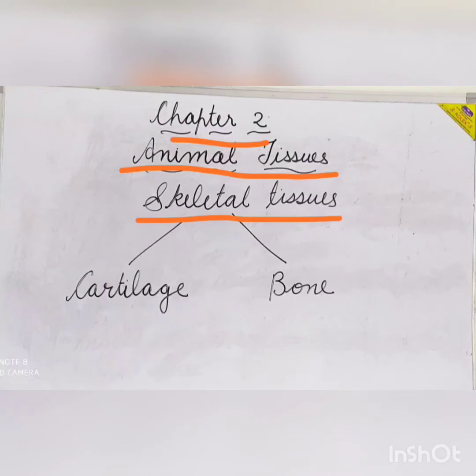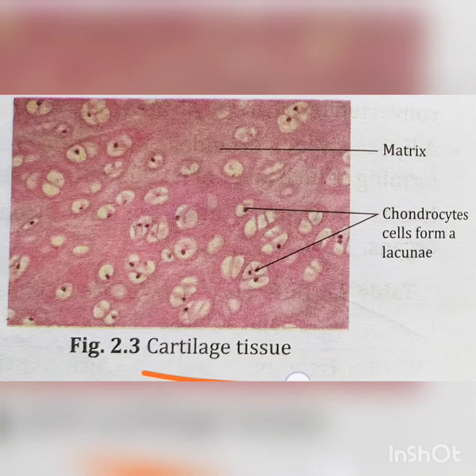The skeletal tissues are the supporting tissues that provide support to the body. They form the internal skeleton of all the vertebrates. Vertebrates, as you all know, are the animals which have a backbone. There are two types of skeletal tissues, the cartilage tissue.